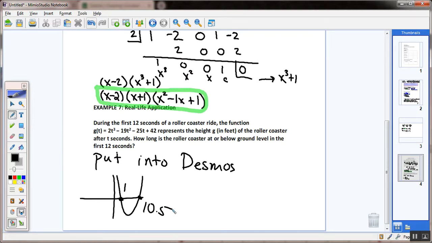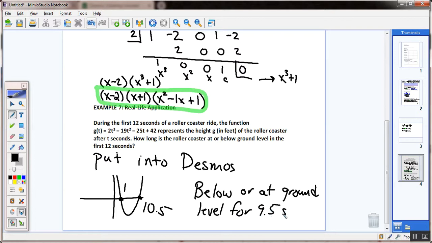So it says, how long is the roller coaster at or below ground level in the first 12 seconds? Well, kids, what's the difference from 1 second to 10.5 seconds? From 1 second to 10.5 seconds, how much time elapses? Yeah, so how long is it below? It's below or at ground level for 9.5 seconds. Okay.